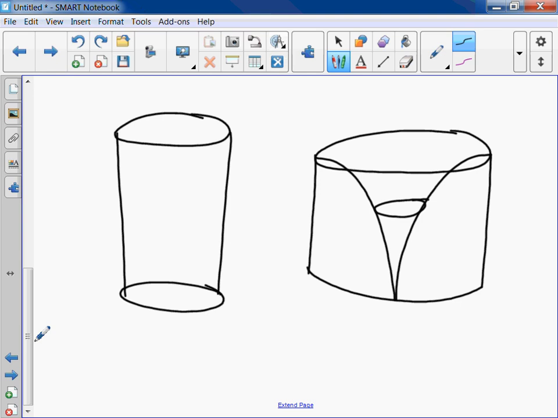Okay, there's lots and lots and lots of things that we can do with calculus. Now, on page 45, we have what's called the tangent line problem.